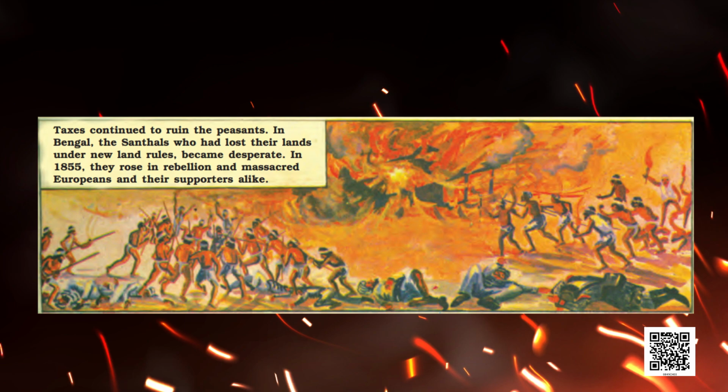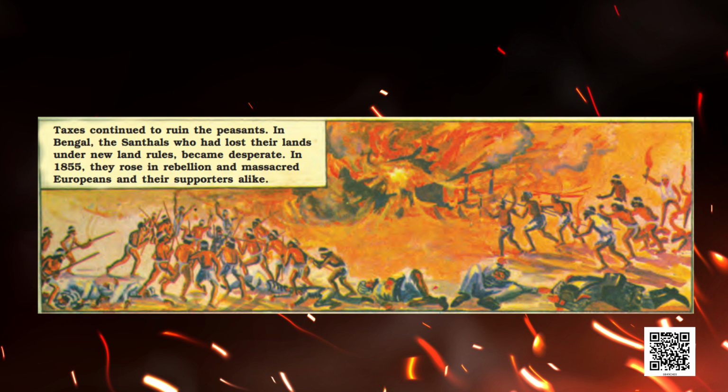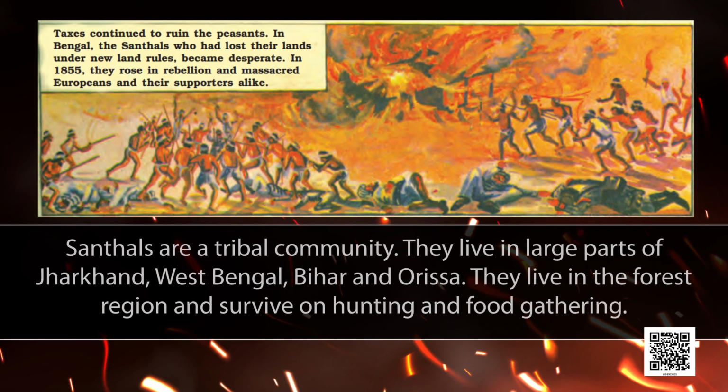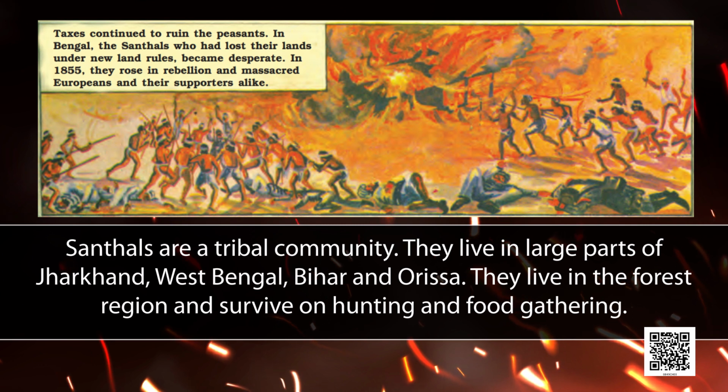Here in the first picture, we see the Santhals declaring a war against the British. And the Santhals are fighting with bows and arrows, with torches and javelins and spears. We can see a lot of fire there. They are attacking with these weapons of fire. Santhals are a tribal community. They live in large parts of Jharkhand, West Bengal, Bihar and Odisha. They live in the forest regions and survive on hunting and food gathering.